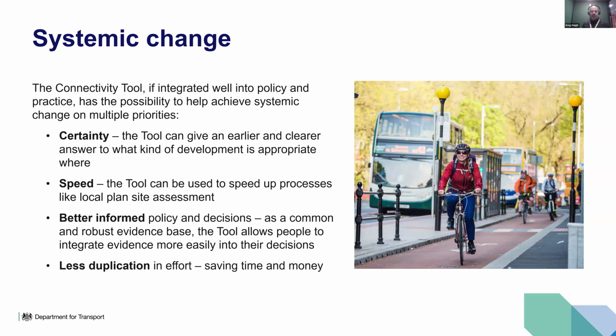Okay, so the connectivity tool is about systemic change. If we integrate it properly into policy, it creates a possibility to achieve systemic change on a number of priority areas. The first is certainty, that the tool can give an earlier and clearer answer to what kind of development is appropriate and where. The next is speed. The tool can be used to speed up processes like local plans and site assessments.